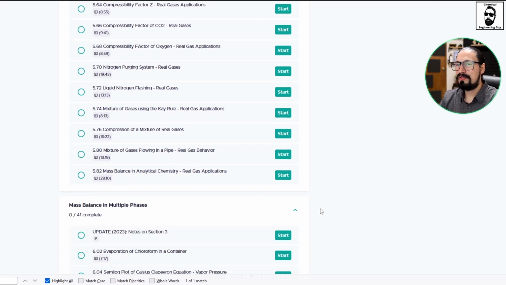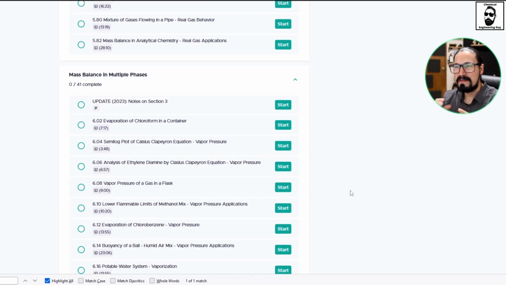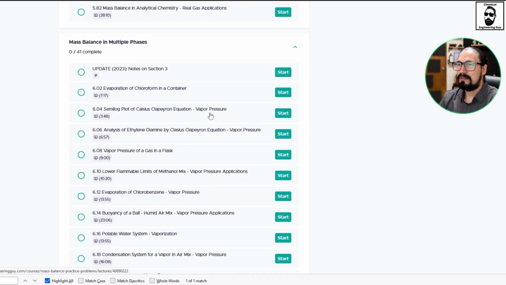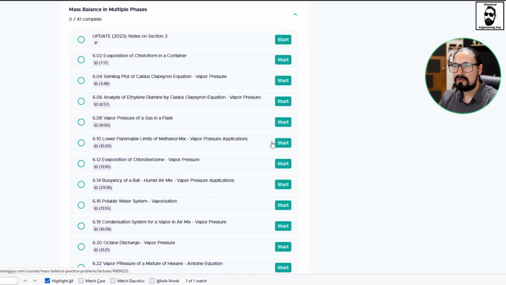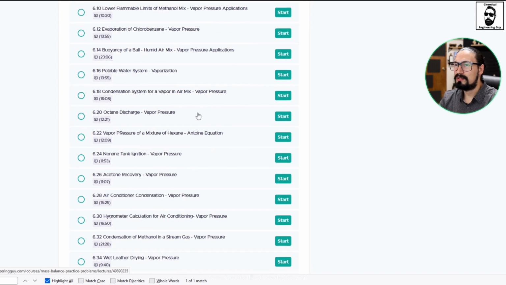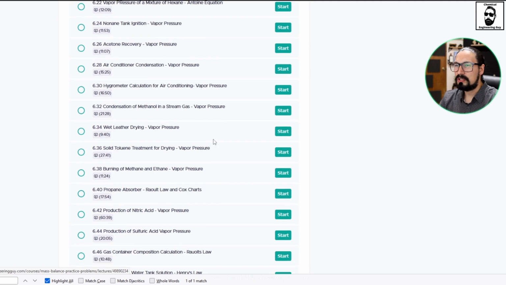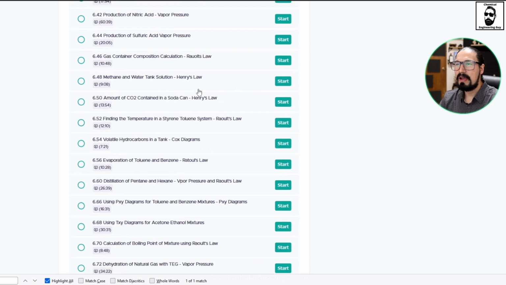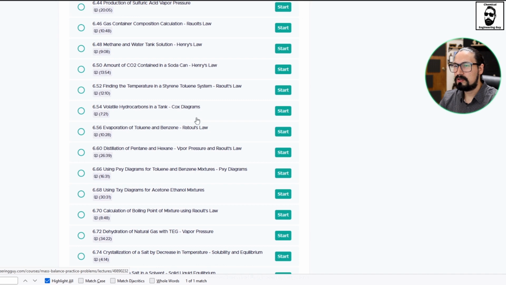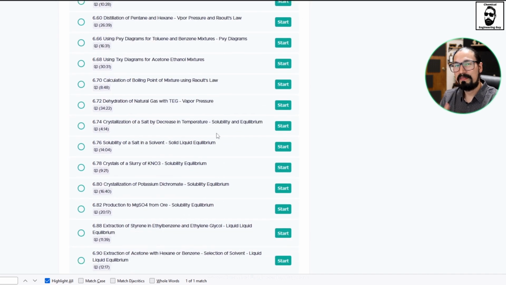Then we continue to the third block, which is multiple phase mass balance. As you can see, we're talking a lot about the interaction between liquid-vapor, liquid, and solid-gas. We talk about vapor pressure. We talk about also the Antoine equation, Raoult's law. We may be talking about Henry's law. We also talk about Cox charts. We also talk about the different types of diagrams.